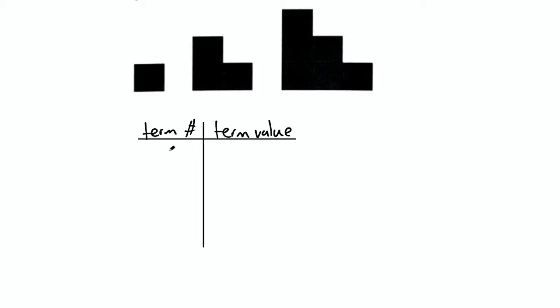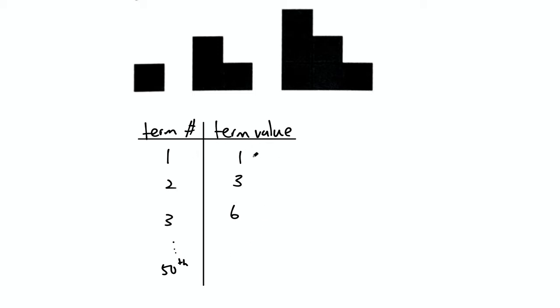For the first figure, we only have one square. Second figure, we have one square here, and then the 2 extra there, so we'll have 3. For the third figure, we have the original 3 and 3 more squares on the side. Okay, so that'll be 6 then. So now we want to predict what it is for the 50th figure.